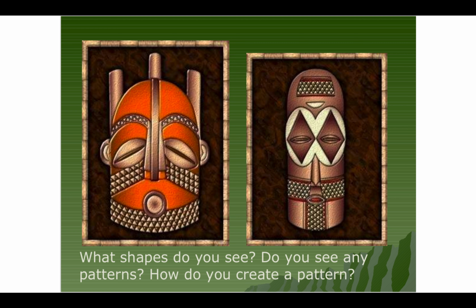So a couple shapes that I see right off the bat are diamonds on both sides of the face. So go ahead and fill out your note sheet, and you can pause if you need to. I'm going to go ahead and move on to the next slide.